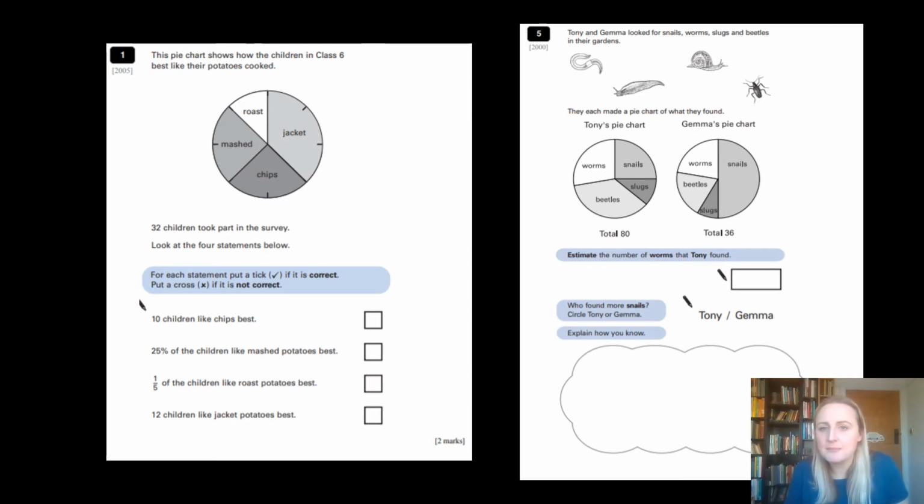It says estimate the number of worms that Tony found, and we can see that's slightly more than a quarter. So we're going for slightly more than a quarter of 80. So I quite like that. But then it says who found more snails, Tony or Gemma, and then explain how you know. So there again, we're having to work out how many snails Tony found, how many snails Gemma found. But what I do like about it is there's no angles. This is totally done by the fact that the snails is a quarter on Tony's chart and the snails is a half on Gemma's chart. So no angles at all involved in this SATs question.